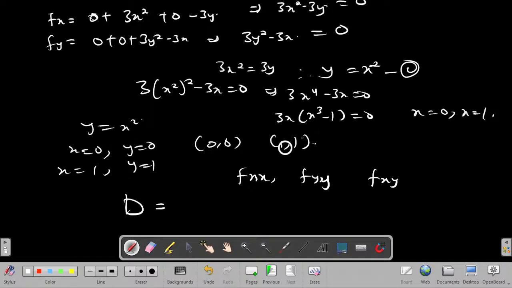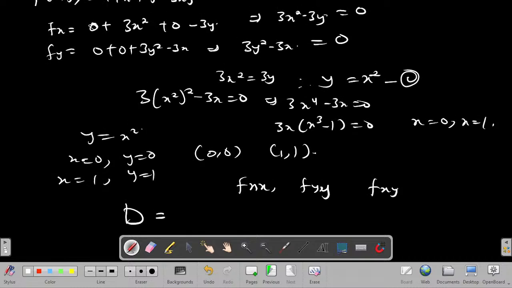What is fxx? So here's my fx. My fx gave me 3x squared minus 3y. This is my fx, right? When I differentiate this with respect to x, what am I getting? I'm going to get 6x. When I differentiate fy, what am I going to get? I'm going to get 6y. Okay, these are my fxx and fyy.